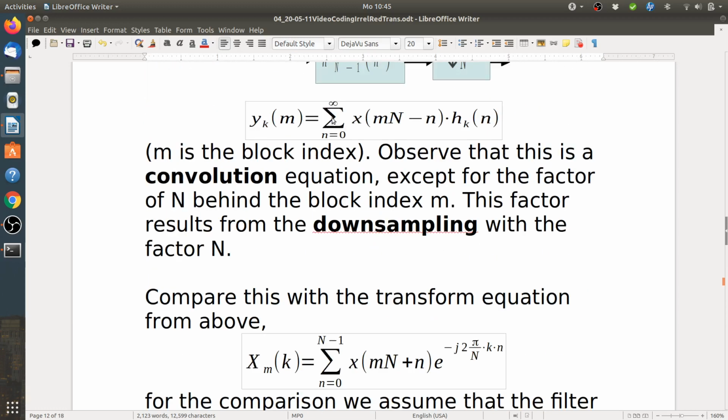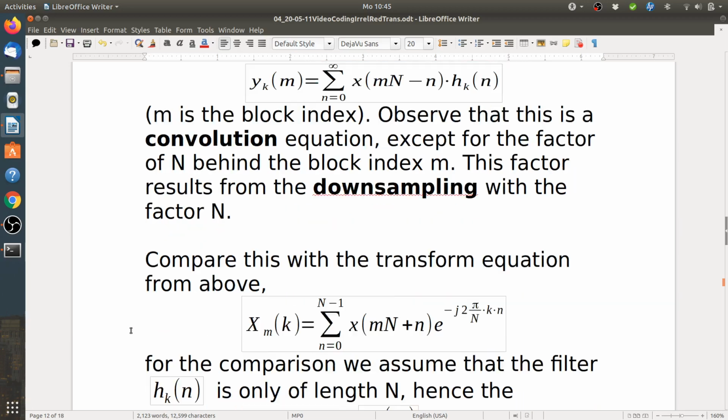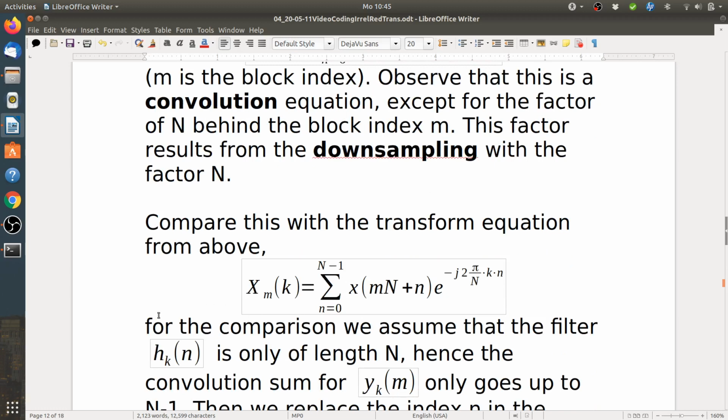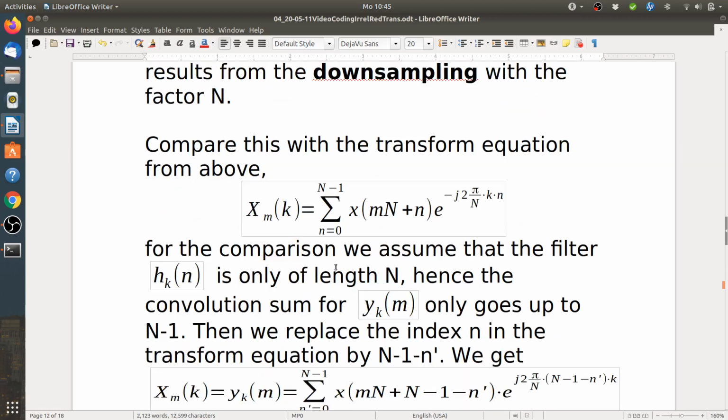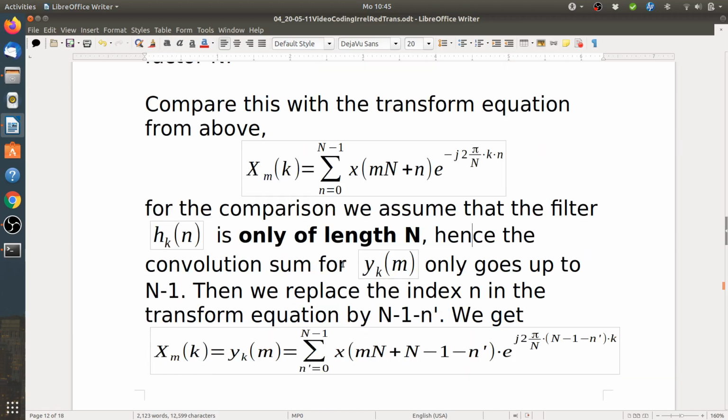Except for a big difference: here we have an infinity for our filter bank. So basically we don't restrict the length. The length of our filter can be anything we wish. But for the transform, we have an n-1. So this is fixed. This is the main restriction that we get from the transform. We are really restricted in the length. So here it is only of length n. That's an important difference. And that means the convolution sum for yk only goes up to n-1.